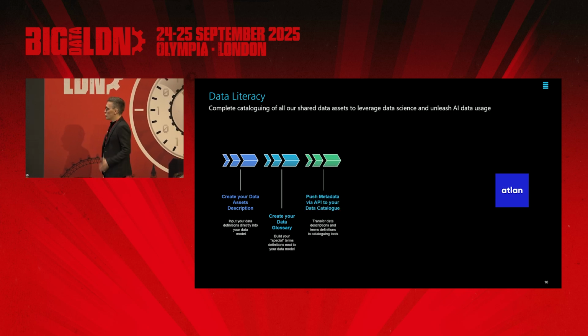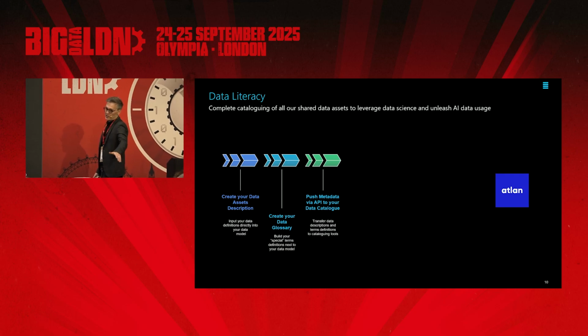Then what you do is push all of this metadata that you have been creating into your data cataloging tool. Most of these data cataloging tools have an integrated API, so it's actually quite easy to have all of this sent from your data model to the cataloging tool automatically.